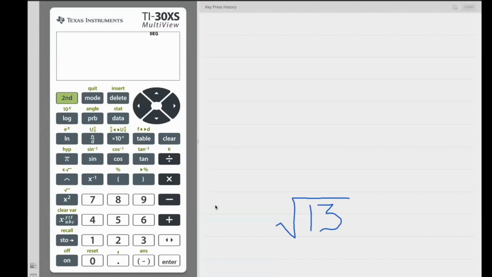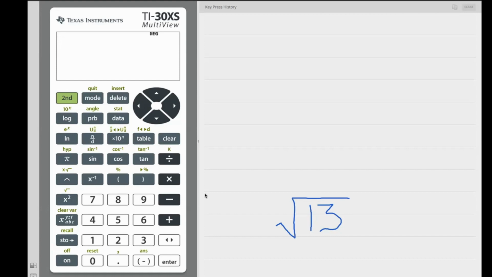Guys, I gotta warn you that there's a little trick about the square root of 13 and other numbers like this. Basically, when we're taking the square root of non-perfect squares, numbers that aren't perfect squares, your calculator could do something really weird. Let me show you what I mean.